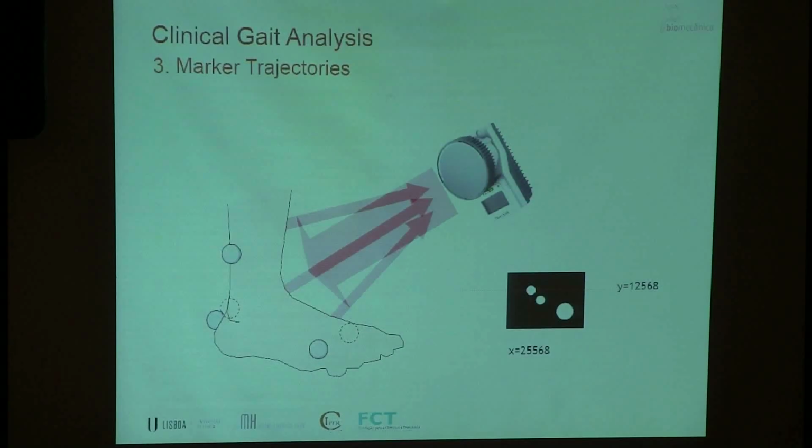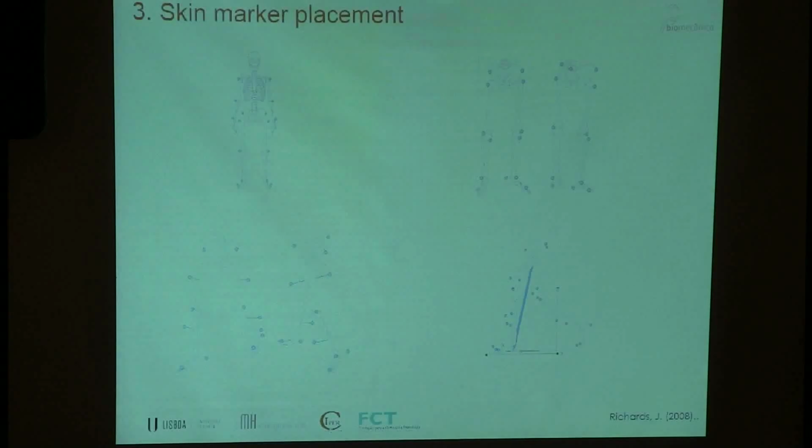If we relate the markers with anatomical structures, we can do that using different kinds of skin marker placement possibilities. This is the most traditional one, the LNAs or the modified LNAs, which is what the Vicon system uses, and mainly clinical gait analysis is performed using this distribution of markers.